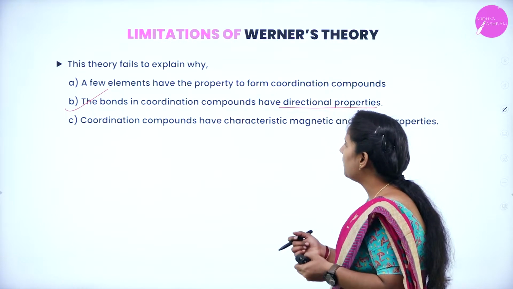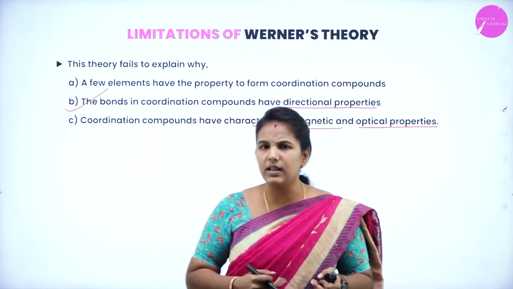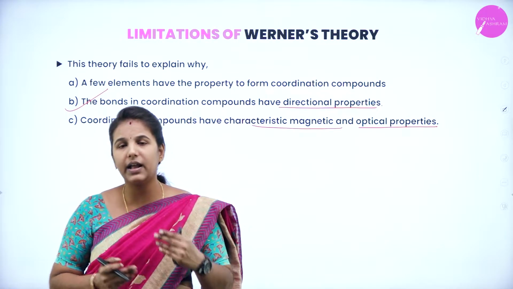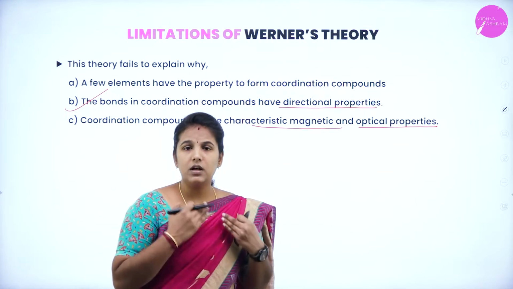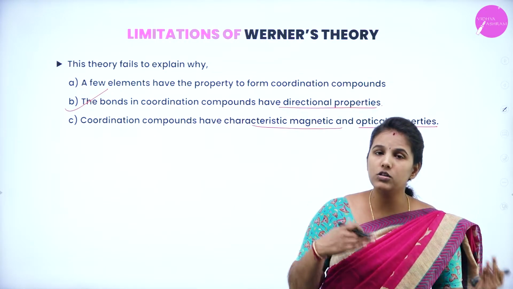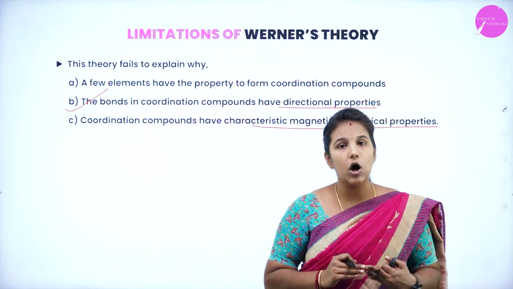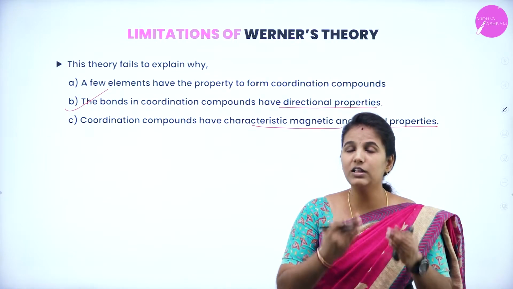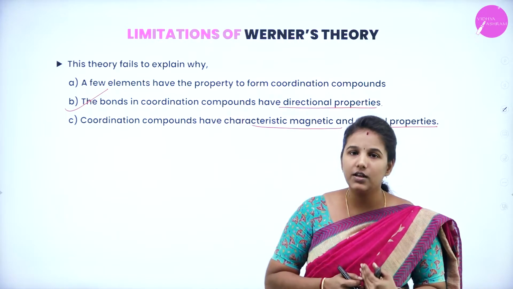Next, coordination compounds have characteristic magnetic and optical properties. What does it mean? We know that every coordination compound has its own magnetic and optical behavior, as well as exhibiting color. Is it right? But Werner theory could not explain why coordination compounds exhibit special characteristics like magnetic and optical properties as well as color. And also he could not explain how the bonds in the coordination compounds lead to the prediction of the geometry.